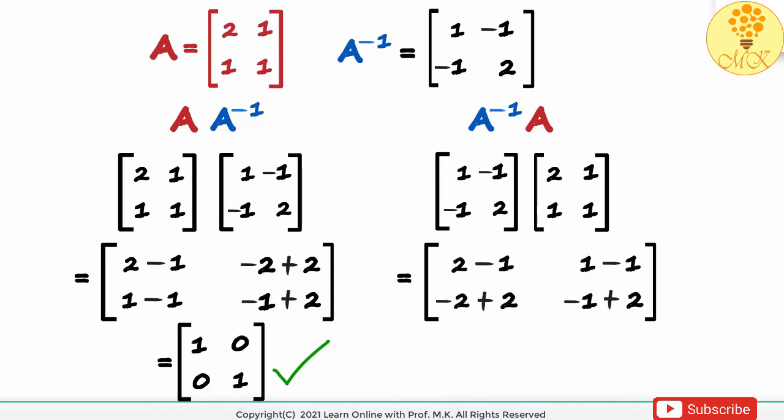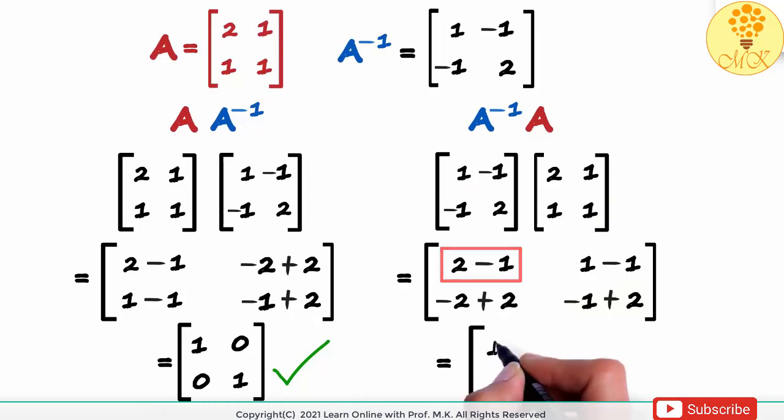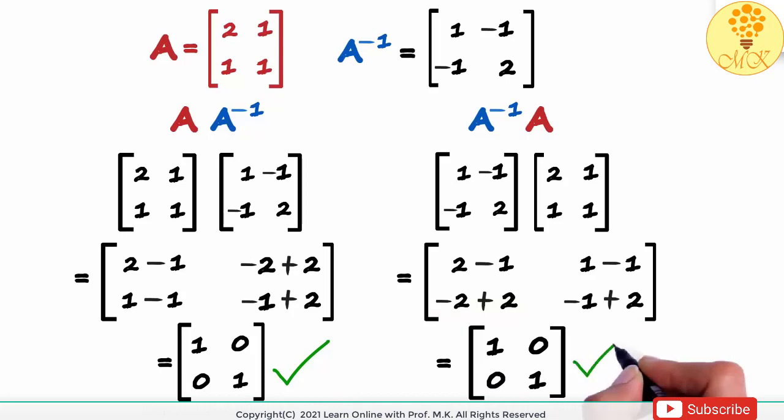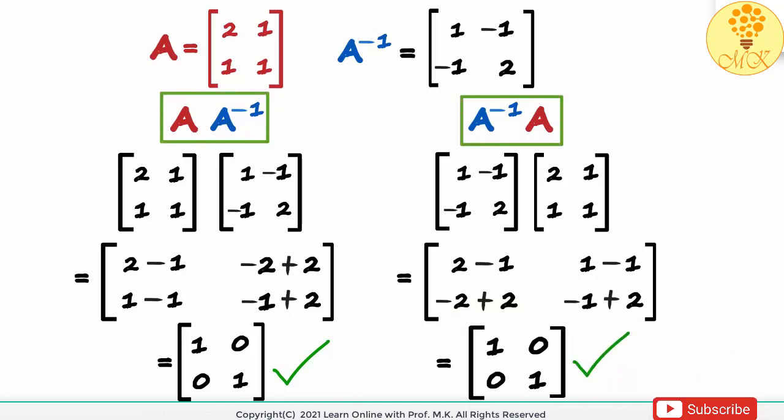This is what we get. This is the first row multiplied with the first column. This is the first row multiplied by the second column. Second times first and second times second. What do we get after solving each? 2 minus 1 is 1. 1 minus 1 is 0. -2 plus 2 is 0. And -1 plus 2 is 1. Clearly an identity matrix again. Both products give us the identity matrix.